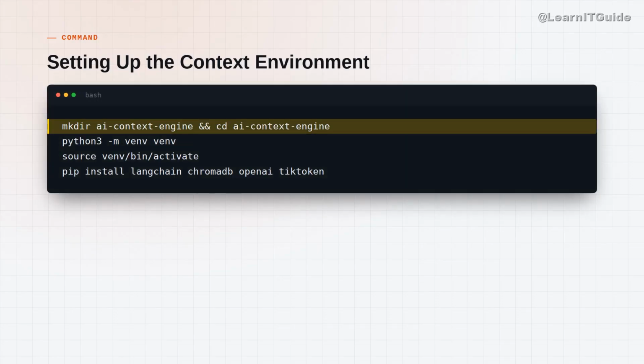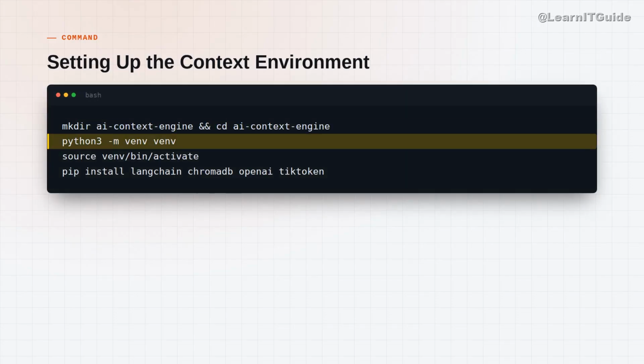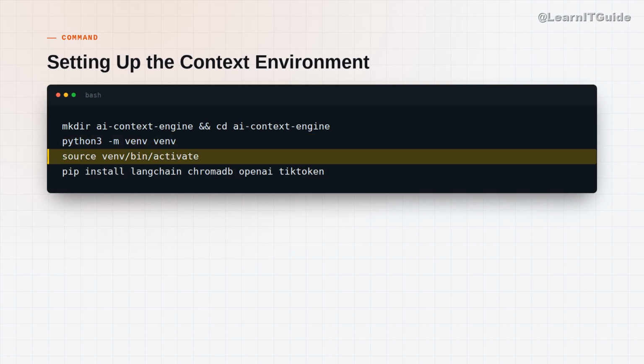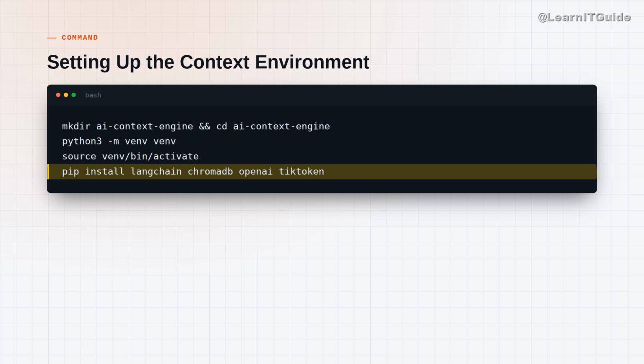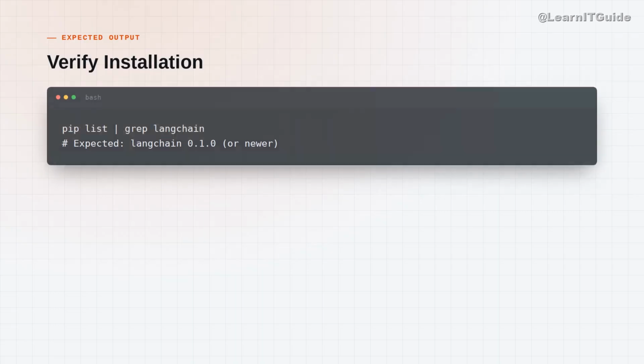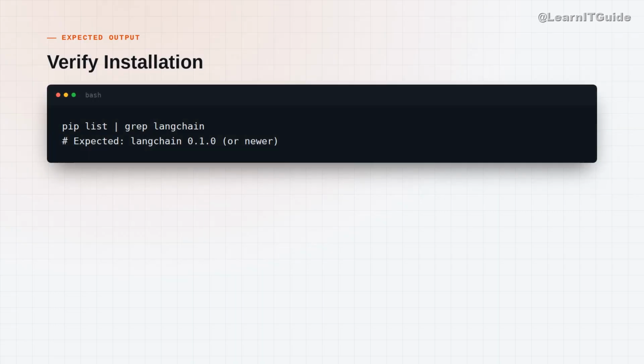First, we create a project directory and a virtual environment to keep our dependencies clean. We then activate that environment. Finally, we install LangChain, ChromaDB for our vector storage, OpenAI for the model access, and tiktoken to track our token usage. These are the standard tools a senior engineer would use to build a production context pipeline. After running the install command, you should verify that the packages were correctly retrieved. Run the list command as shown, filtering for LangChain. If you see the version number, your environment is ready for the next step.